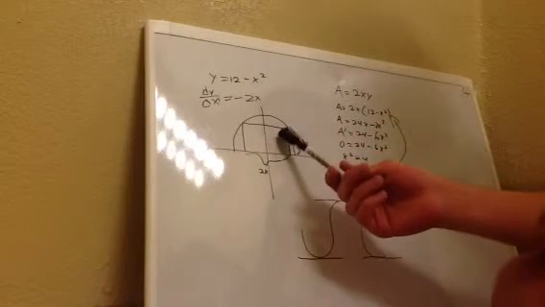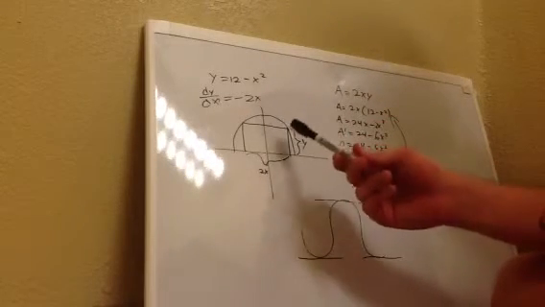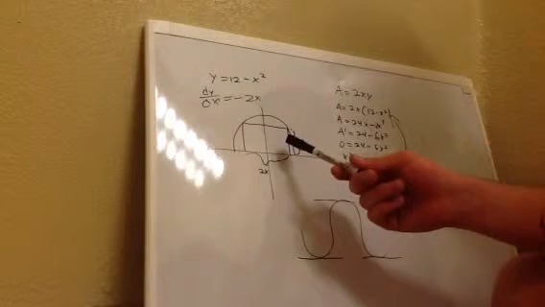Now, here's something they don't usually tell you about this. Whenever you're finding the maximum area of a rectangle, that maximum area will always be a square.